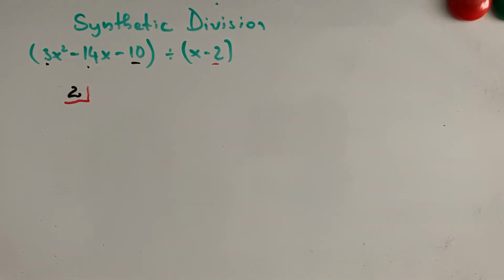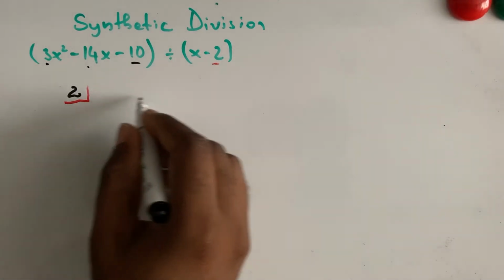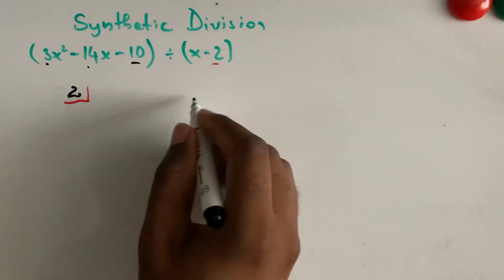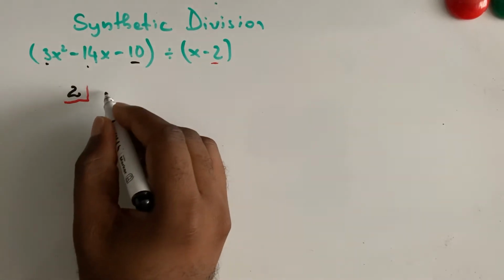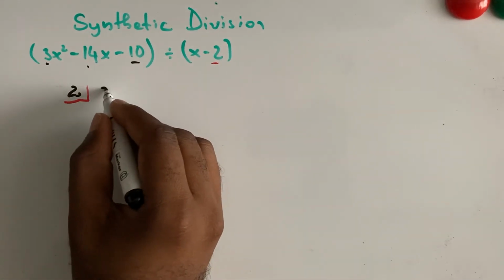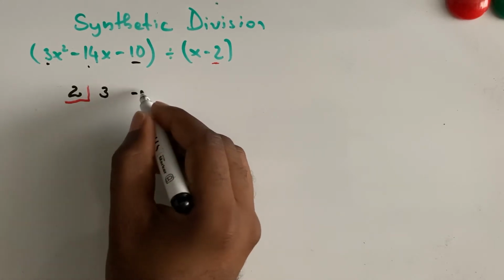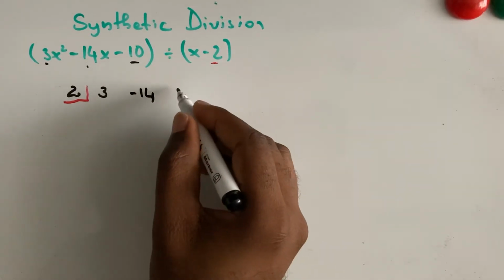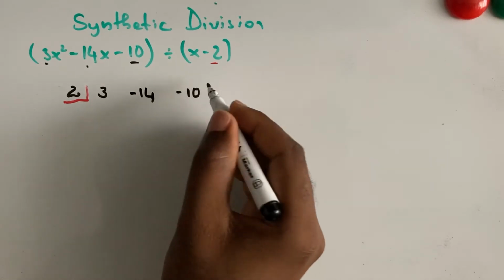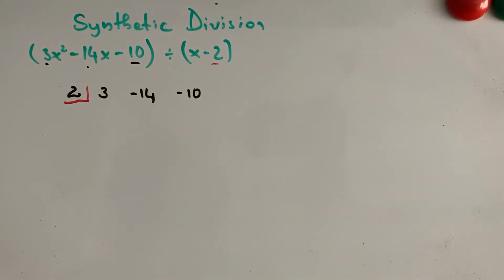Just the numbers. You have to write them right here, horizontally. So I have 3, the leading coefficient, then I have -14, then I have -10. This is the first thing you do.